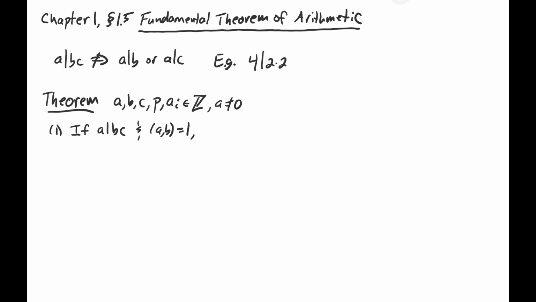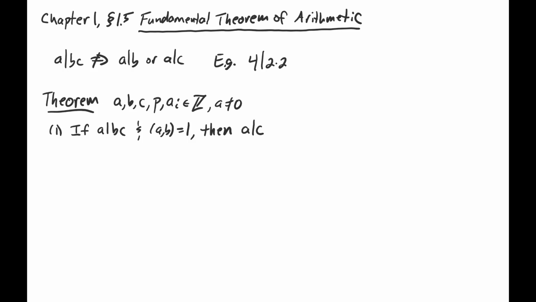Number 1, if A divides the product B times C, and A and B are relatively prime, then A divides C. So if A and B share no prime factors, then A divides C.